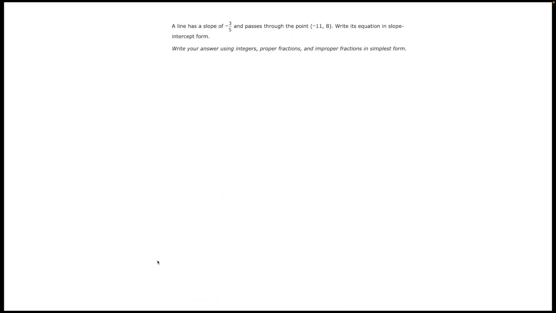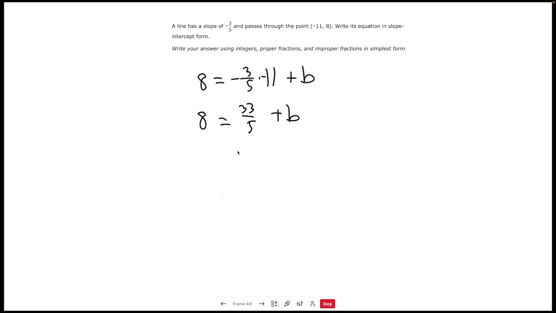And last one, with a fraction, you still solve it the same way, it just has an ugly fraction. So we're going to have 8 equals -3/5 times -11 plus b. Again, you can do this part by hand in your head or with a calculator, but you should get 33/5 plus b. Then we do -33/5 on both sides.